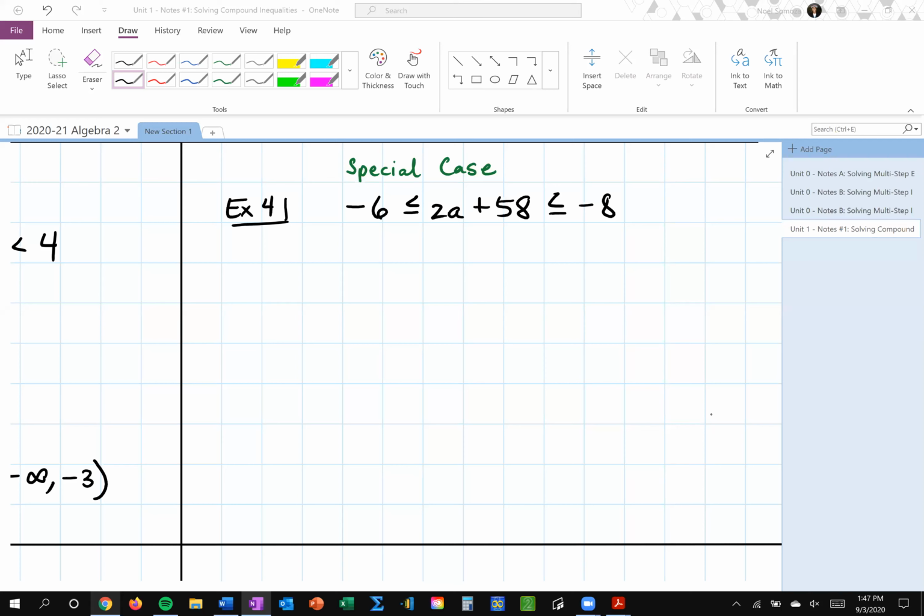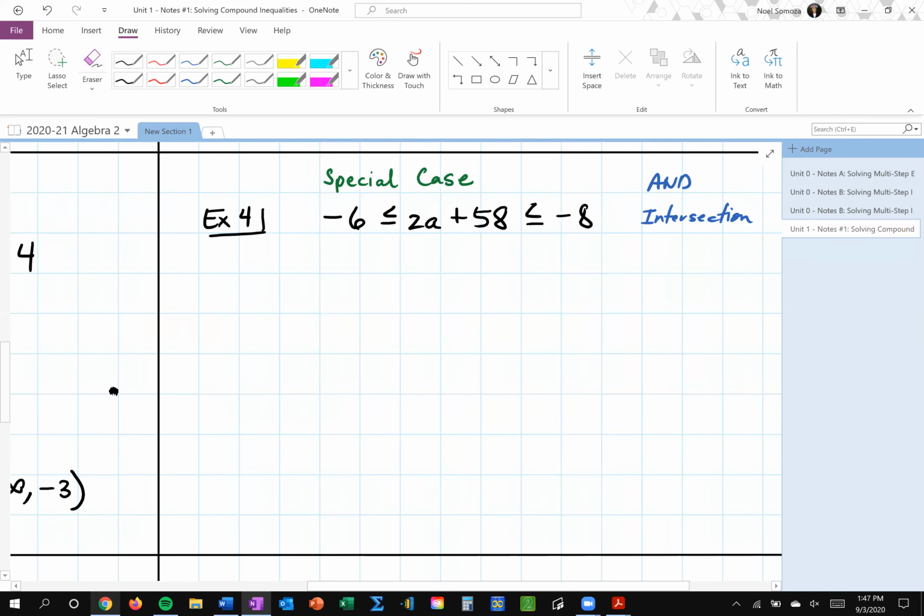And we've got the sandwich situation going on. So we have an "and" sandwich. If it's an "and," we are looking for an intersection. Eventually, when we look at the graphs, we are going to try to find an intersection, an overlap.